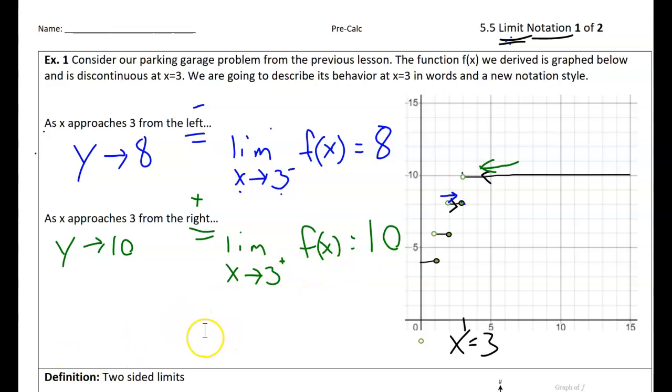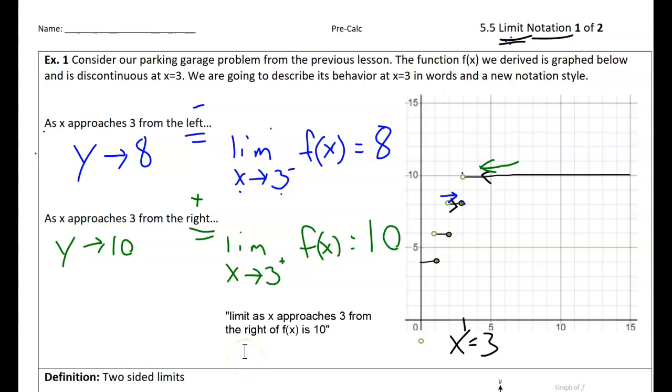Now, it's important for you to be able to say these things out loud. So what I want you to do is write down in words how to say this. And if you're somewhere where it wouldn't be awkward to do so, say it out loud. The limit as x approaches 3 from the right of f of x is 10, is how you say that.